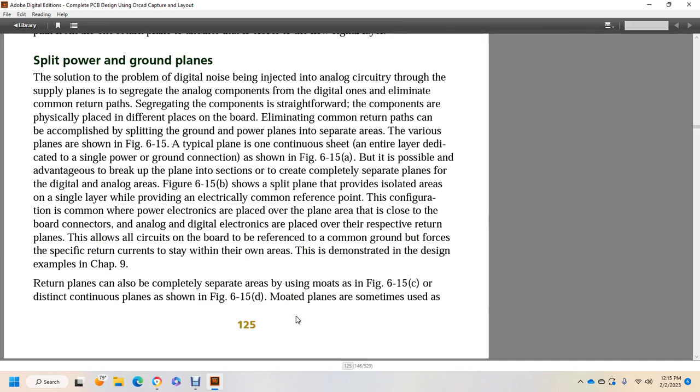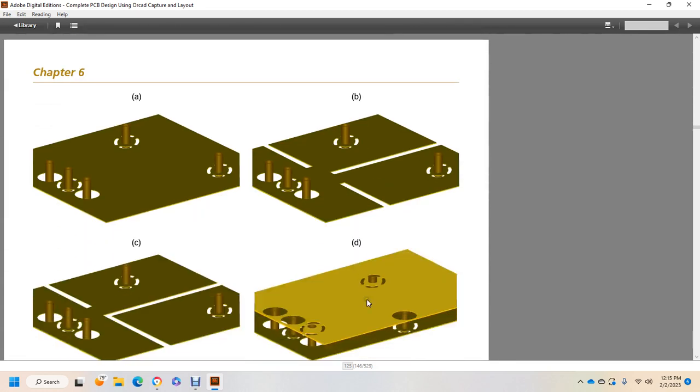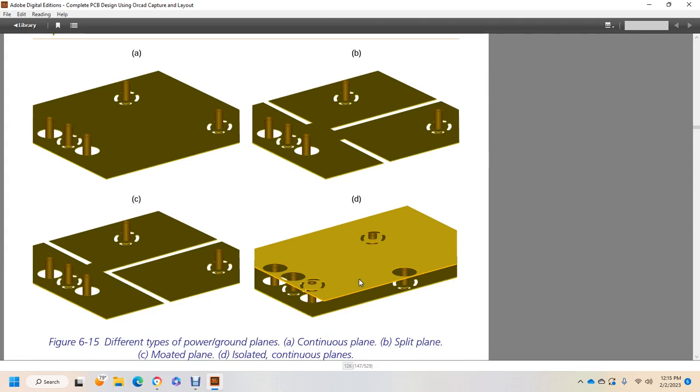Return planes can also be completely separate using moats, as in figure 6.15C, or distinct continuous planes, shown in 6.15D. Moated planes are sometimes used. Alright, 6.15A, 6.15B. 6.15A is a continuous plane. B is a split plane. C is a moated split plane.